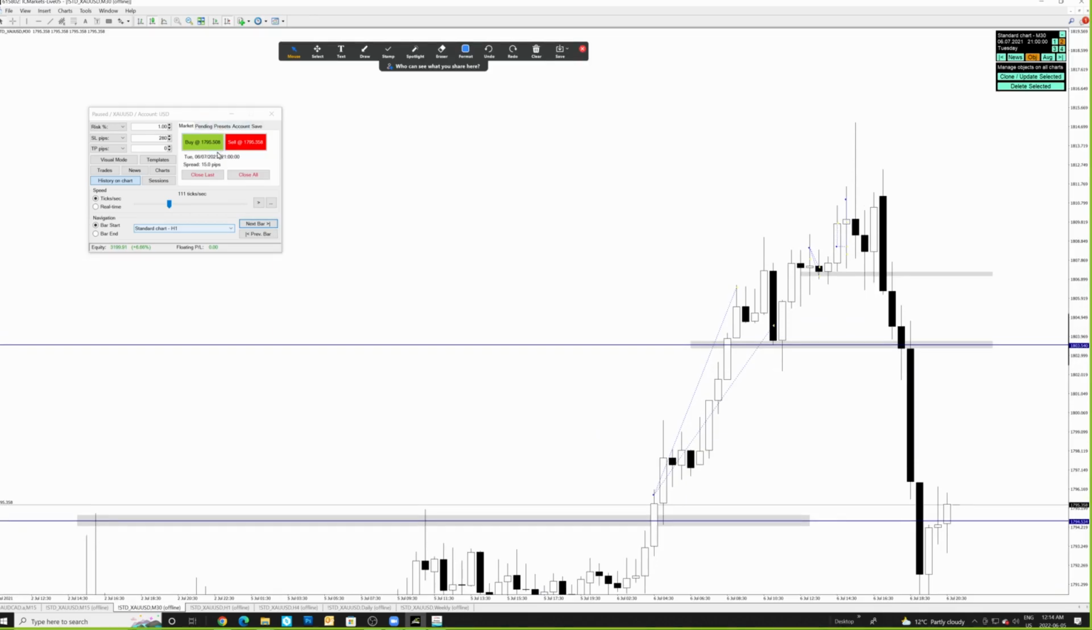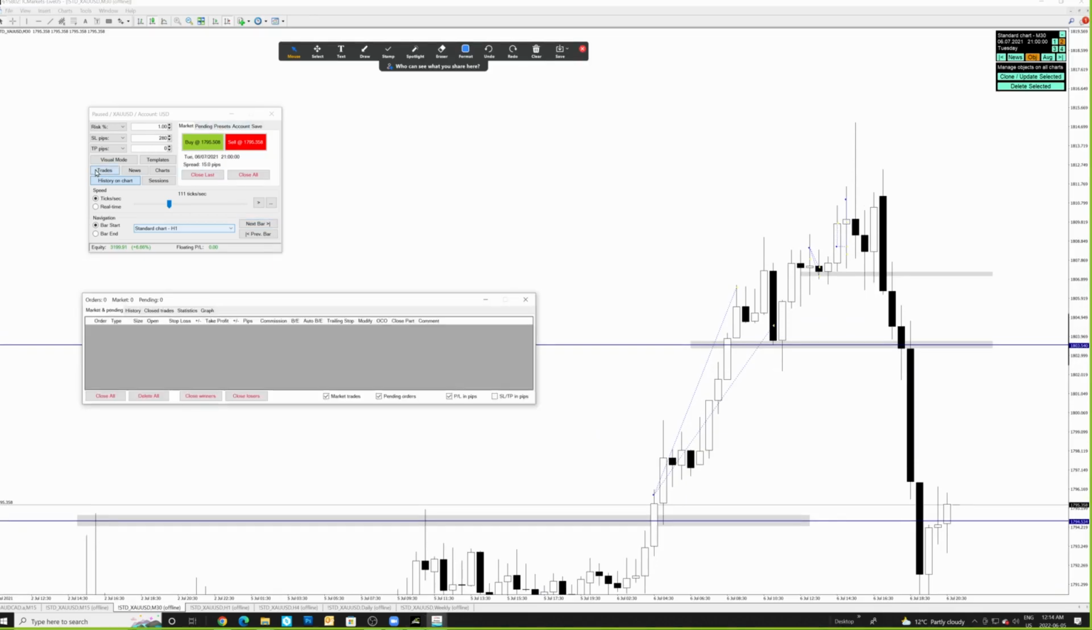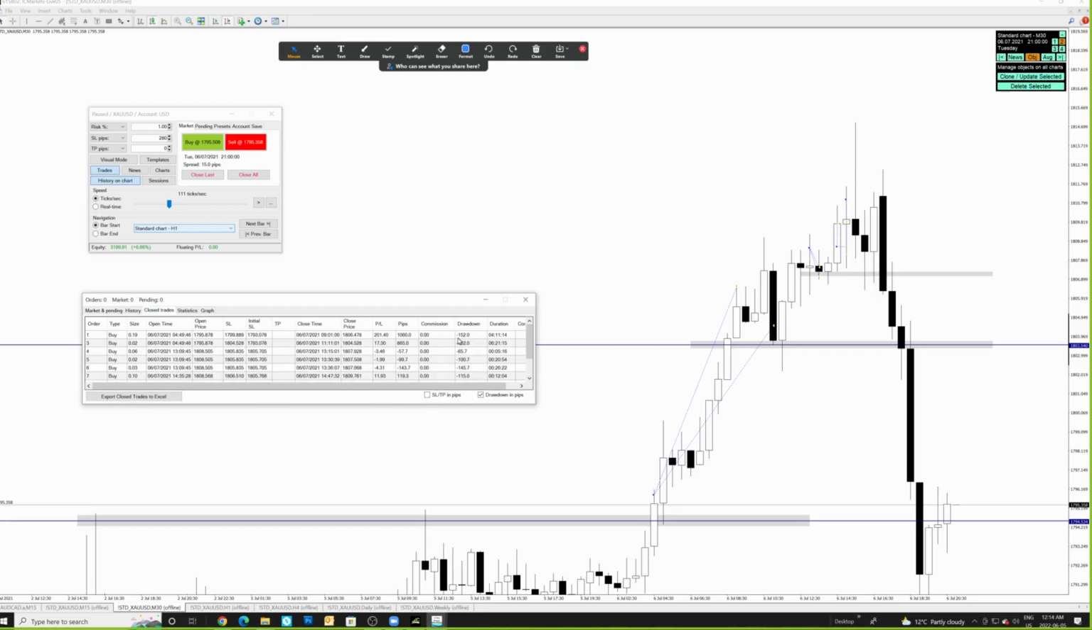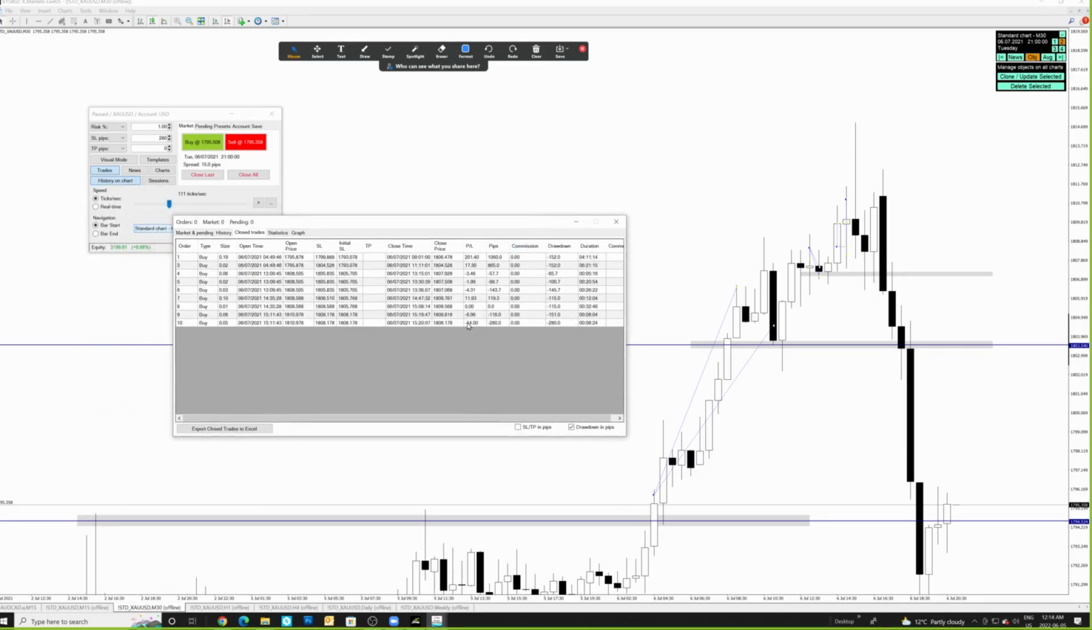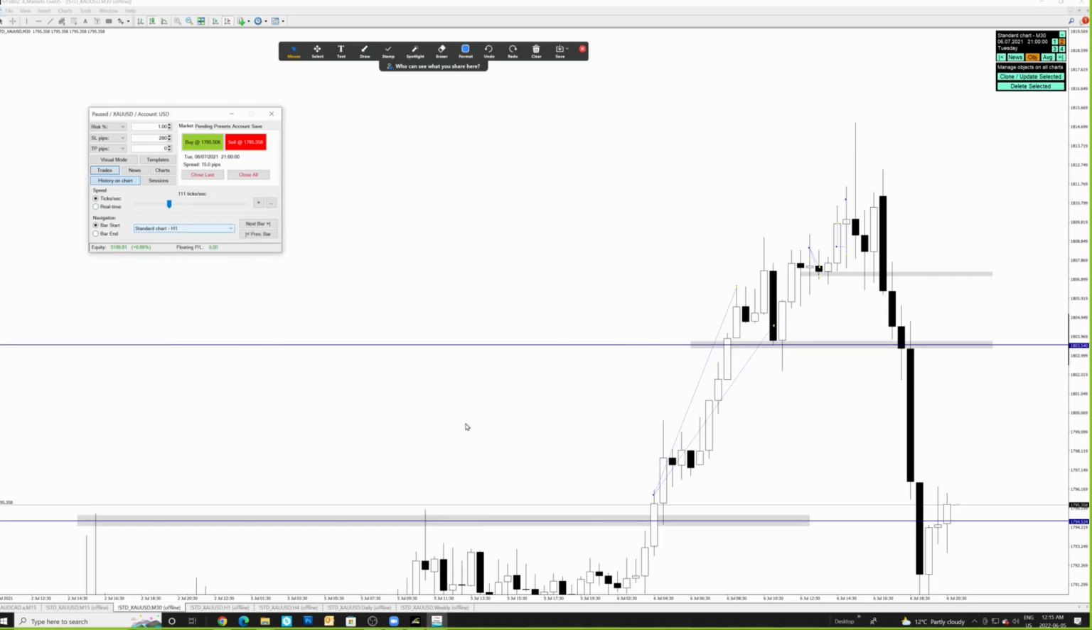But the thing is, we managed our risk, right? We did not risk more than we wanted to risk. You can see right here, this was a buy right here. It got stopped out. We didn't risk more than what we wanted to risk. So we're still up in profits from that one trade.